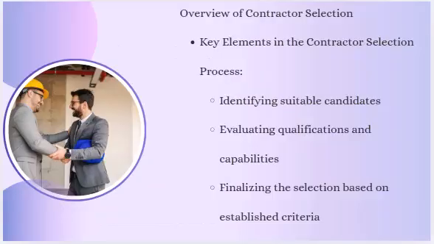Overview of contractor selection. Let's start by outlining the key elements in the contractor selection process. This includes identifying suitable candidates, evaluating their qualifications and capabilities, and ultimately finalizing your selection based on established criteria. Each of these steps is crucial to ensure that you choose the right contractor for your project.